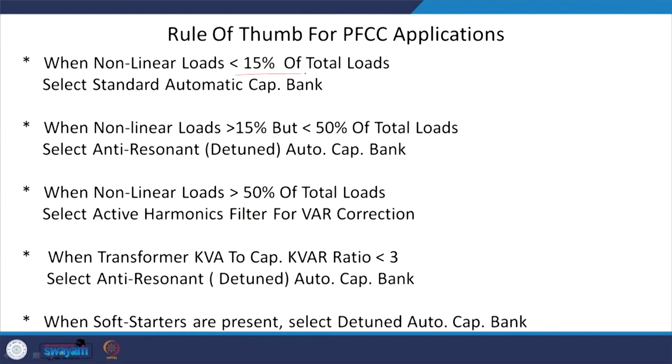So, the rule of thumb for power factor correction: when the nonlinear load is less than 15%, select the standard automatic capacitor. When the nonlinear load is between 15% and 50%, select the detuned anti-resonant capacitor. When the load is more than 50%, select an active harmonic filter or VAR correction. When the transformer kVA to capacitor ratio is around 3%, select an anti-resonant or detuned capacitor. When soft starters are present, select a detuned auto cap.